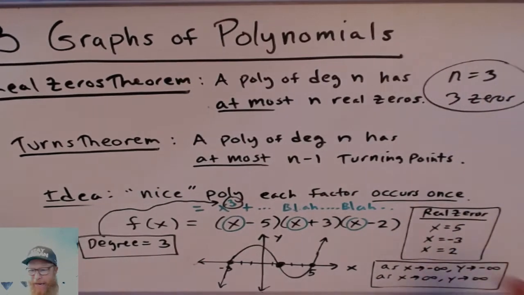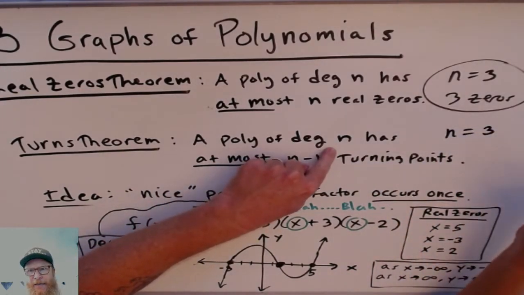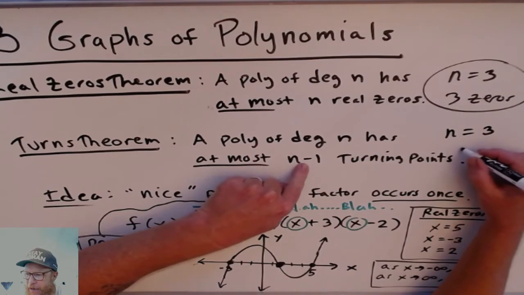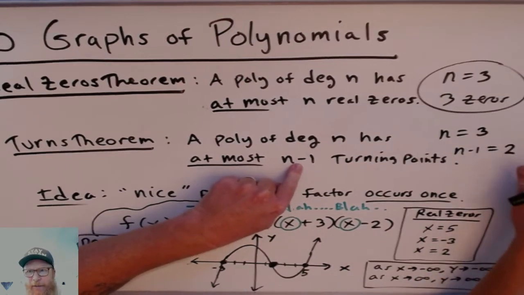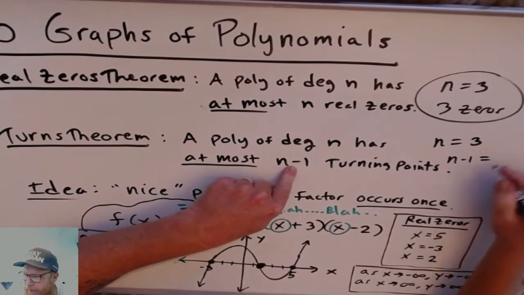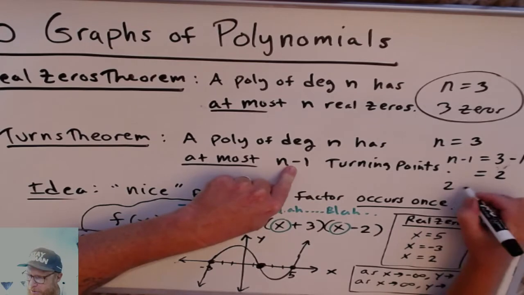And then for the Turns theorem, you have n equals 3. The degree is n again. And then n minus 1 would be 2, right? Here, let me write that out. I know I don't have to, but I will. N minus 1 is 3 minus 1, which is 2. So there's 2 turns.